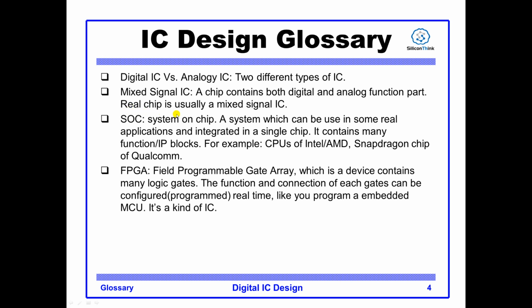The real chips we use now are usually mixed signal ICs. There are rarely pure digital or pure analog ICs now. So in an IC there is always some digital part and some analog part. For example, you have to use the pad, the PLL, and the ADC converter. These are analog parts. And you have to use the CPU core and the signal processing unit. These are usually designed in the digital part.